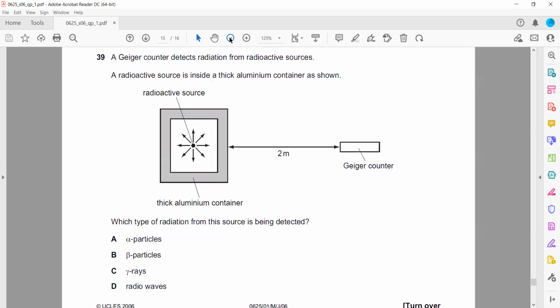A Geiger counter, which is a detector, records the radiation from a radioactive source, and there is a thick aluminum sheet. Aluminum, as we know, will stop an alpha particle and will stop a beta particle. The only radiation which can pass through the aluminum is gamma. So we cannot detect alpha or beta, so we can detect gamma radiation. Radio waves are not radioactive radiation, so that is totally incorrect.